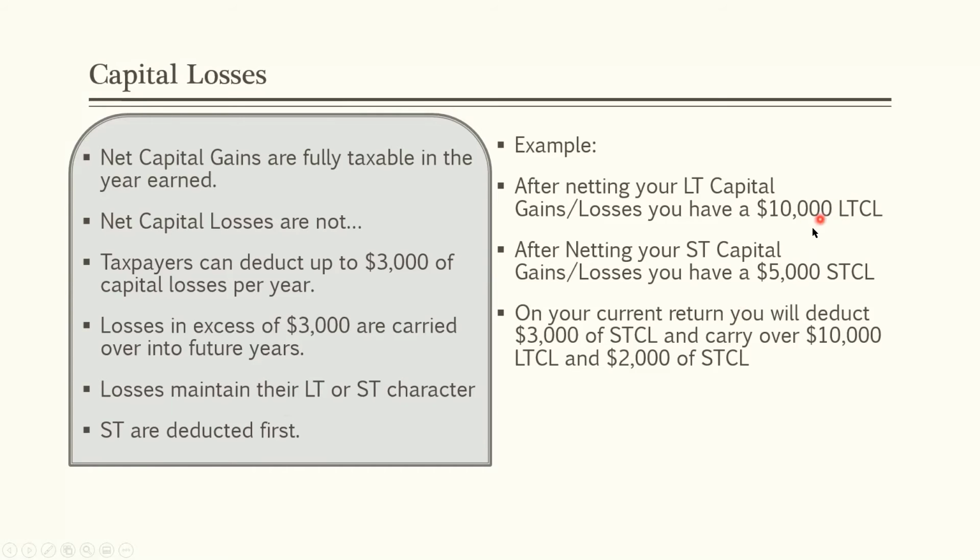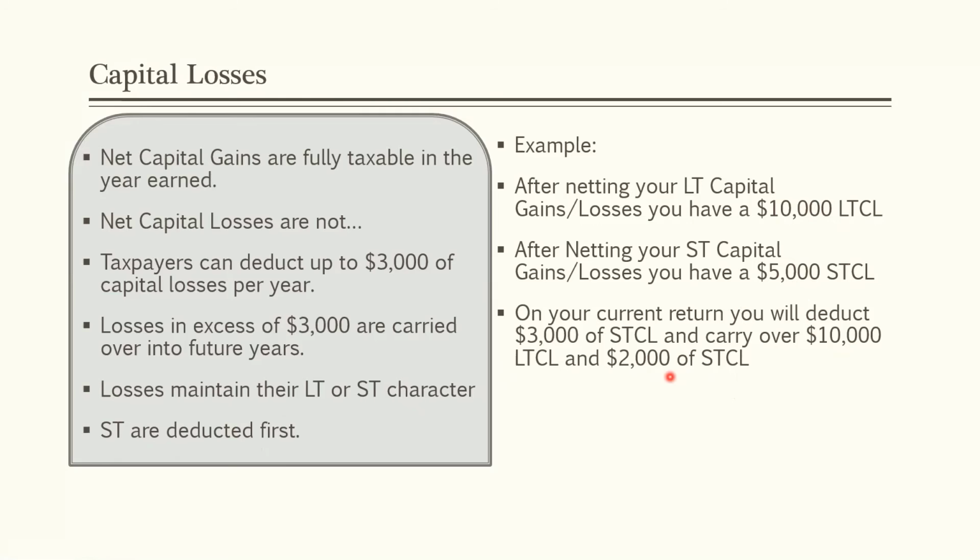So now since we had overall losses altogether, we got to maintain the character of them, whether it was short-term or long-term. And we deduct short-term losses first. So the $3,000 is going to be deducted from the short-term loss. None of the long-term loss is deducted in the current year, so it's carrying forward, and the remaining $2,000 of the short-term loss gets carried forward into next year. So next year you'll have a $10,000 long-term loss and a $2,000 short-term loss, which you'll be able to deduct.